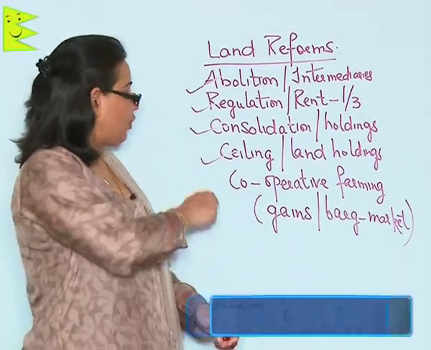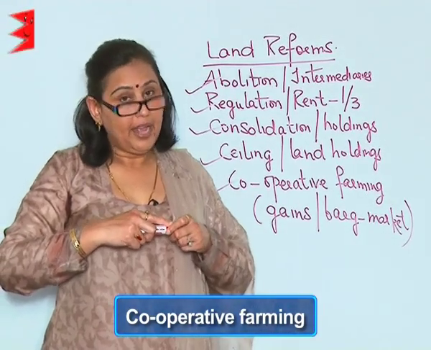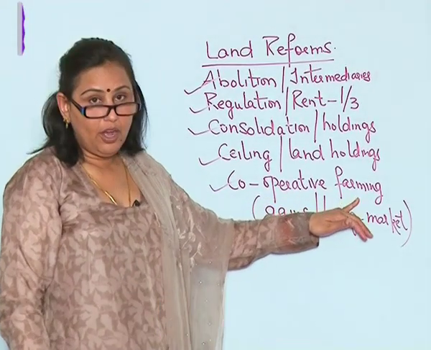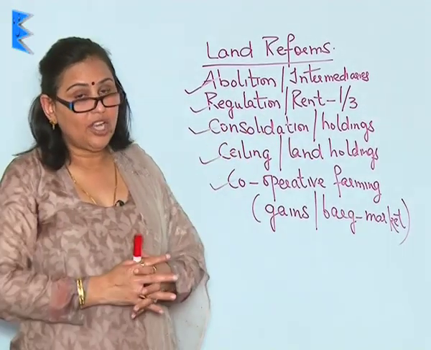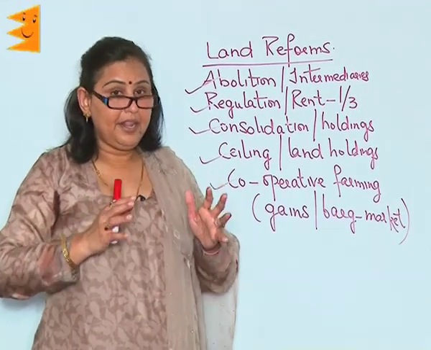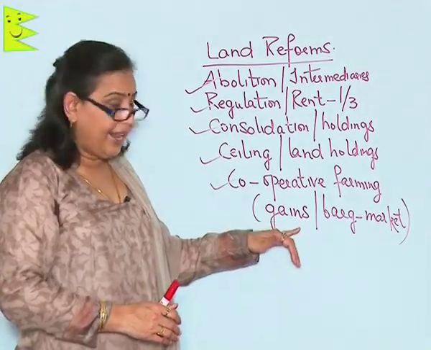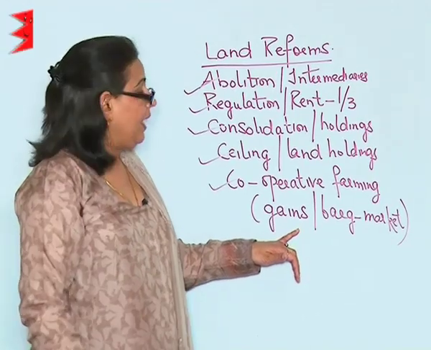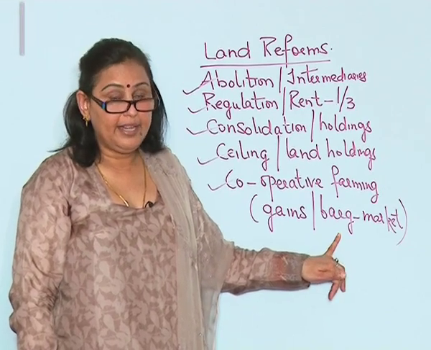The next feature is cooperative farming. The Indian government has also encouraged cooperative farming in India because by cooperative farming there is a lesser chance of getting exploited. By this, the Indian farmer stands united and thus he gains because of this cooperation, because of this unity, and can also bargain in the market because of their collective strength.